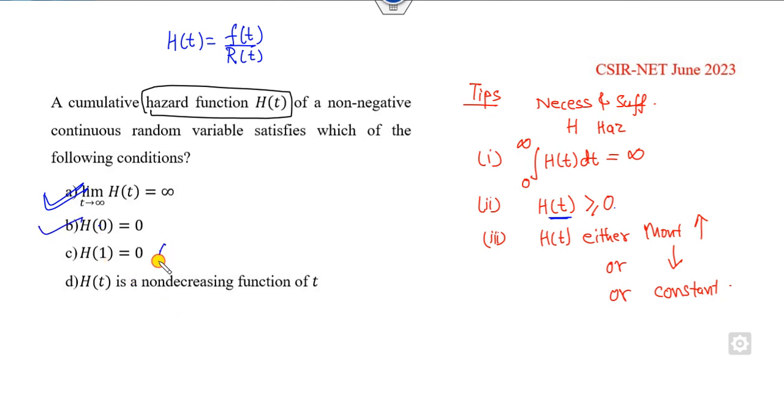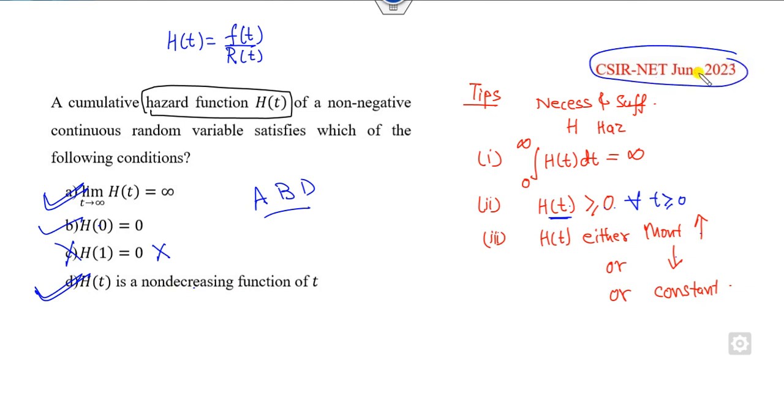H of 1 is 0 is not always true, because it must hold for all t. At the initial point that's true, but not for the inside. H is a non-decreasing function, yes, because it is either monotonic increasing or decreasing, so that is also a correct option. So the right answers are A, B and D. And you can see this is a recent year paper. How many seconds do you need to solve that?